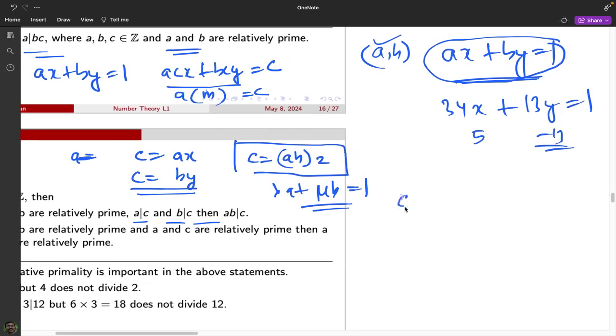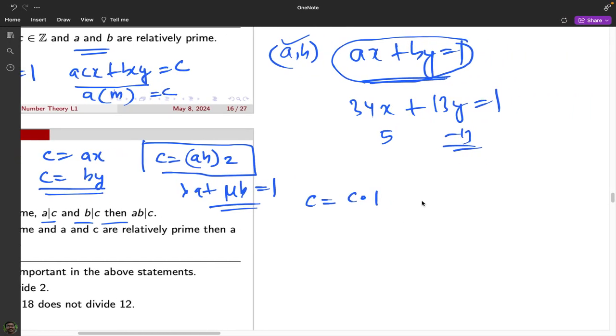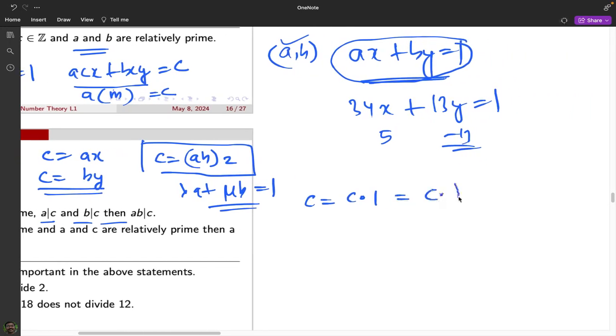So I'll start with C. So C could be written as C into 1, right? Very simple result. So this is actually C into lambda A plus mu into B. Right? I have replaced it by this result. So this is actually C lambda A plus C mu into B. Okay, now I am going to bring AB into this picture, so that I could write this as some AB into something. For that I am going to introduce AB here.